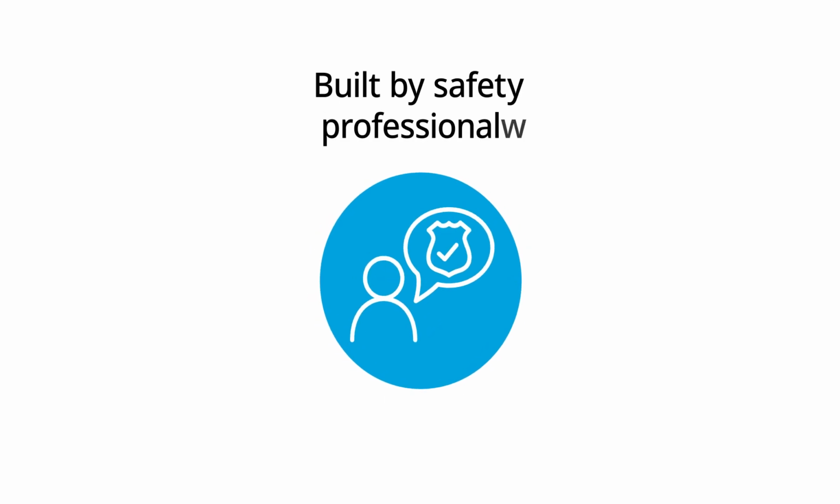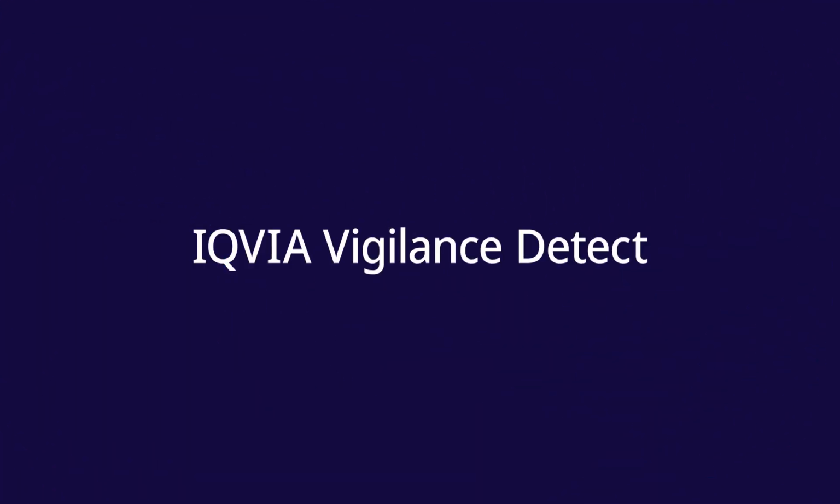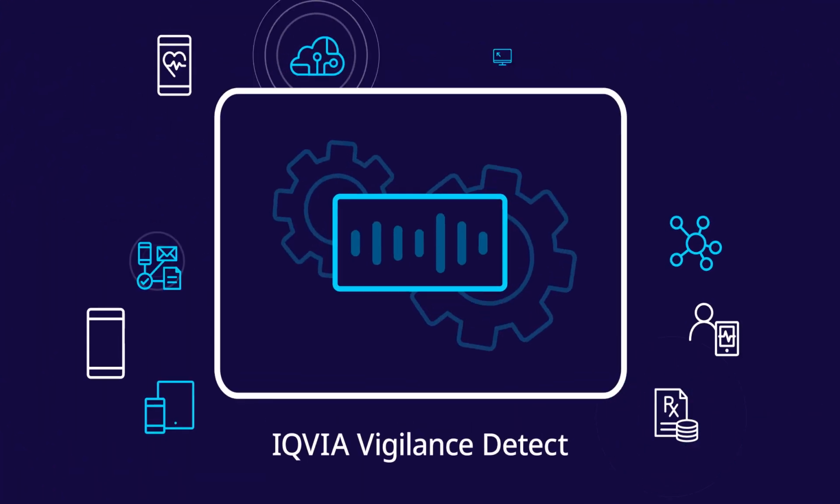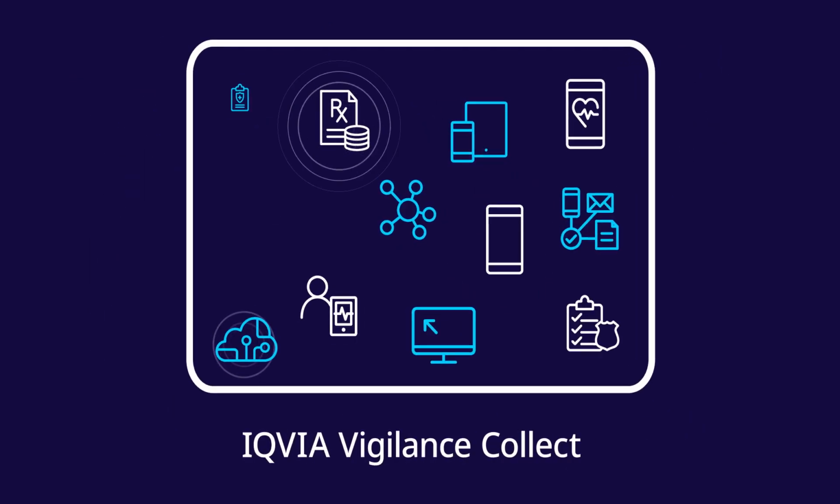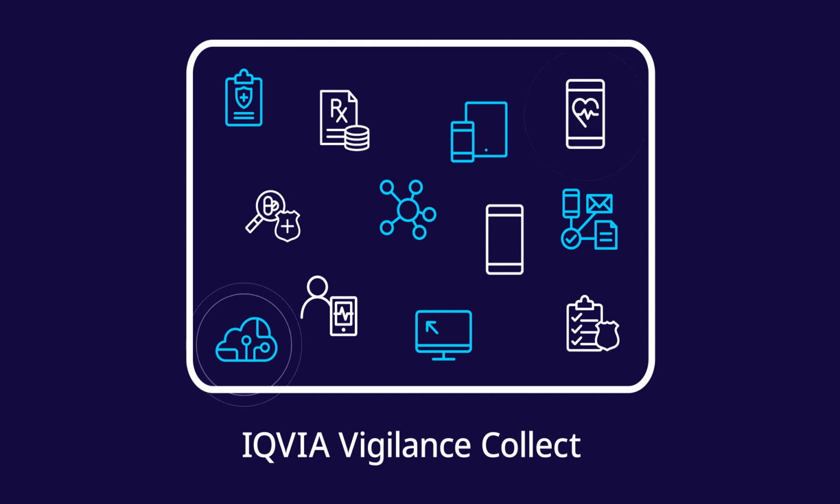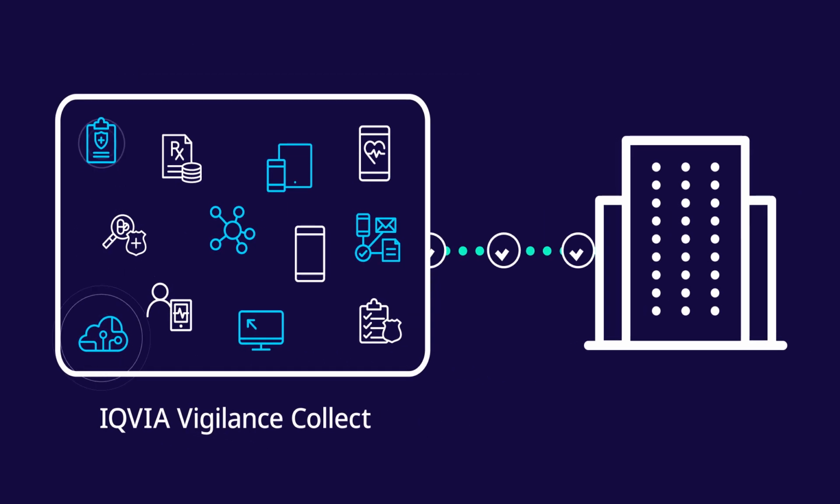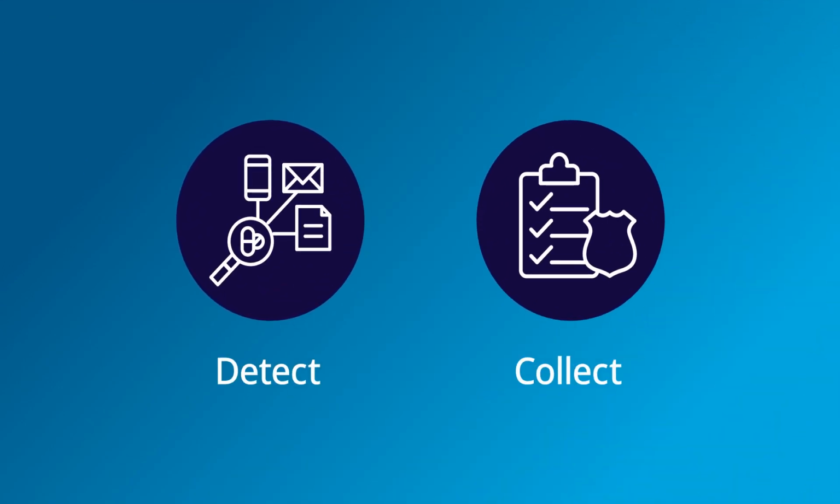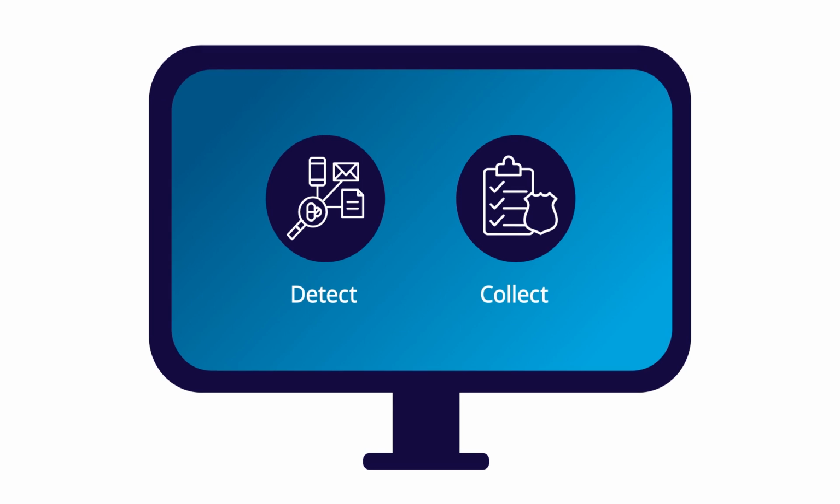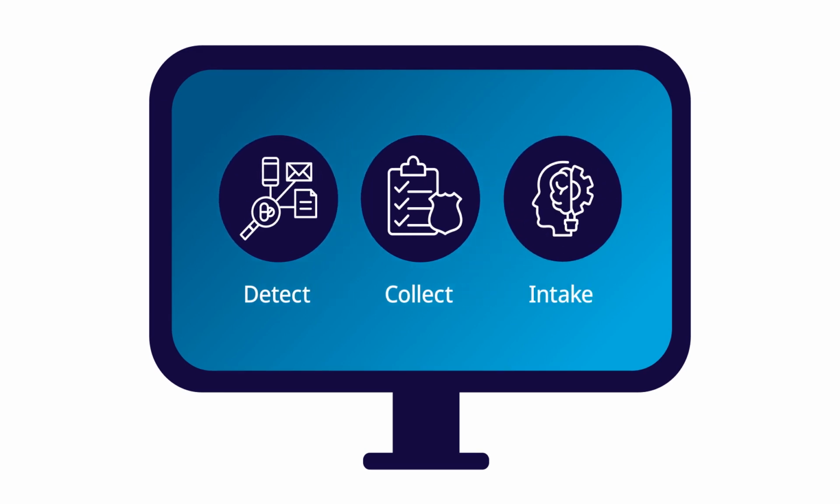Built by safety professionals, IQVIA Vigilance Detect rapidly finds safety data that sits outside of your control, and IQVIA Vigilance Collect collates and optimizes data within your control, together improving the quality of the data flowing into your organization. These system-agnostic technologies can operate independently or integrate with your safety system or IQVIA Vigilance intake.